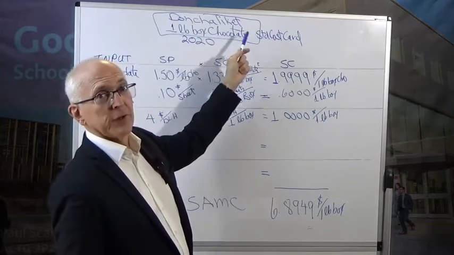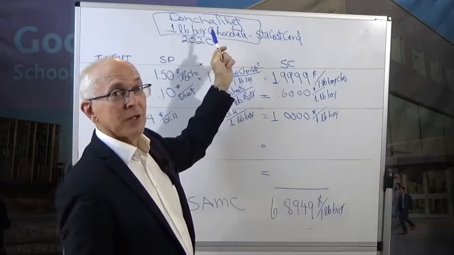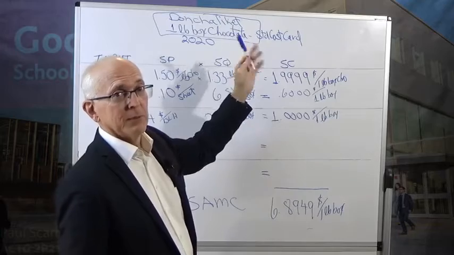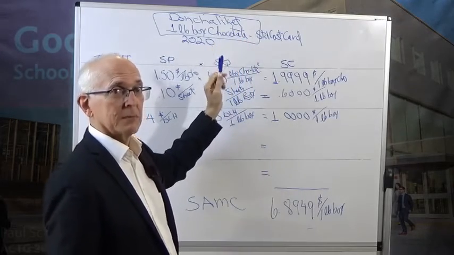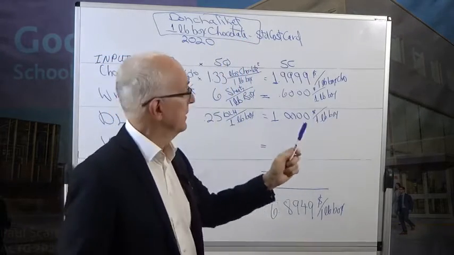I don't know if you've said this out loud, but this is the Don't You Like It chocolate company. People who write textbooks are bored. They try to come up with names that make them laugh, I guess.